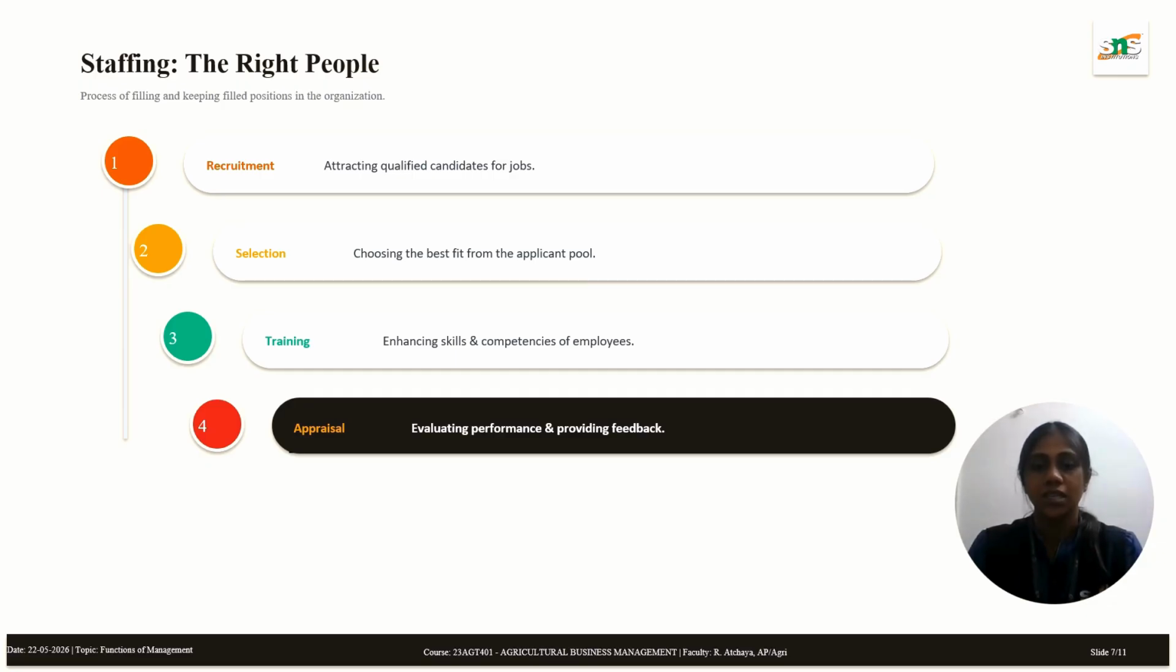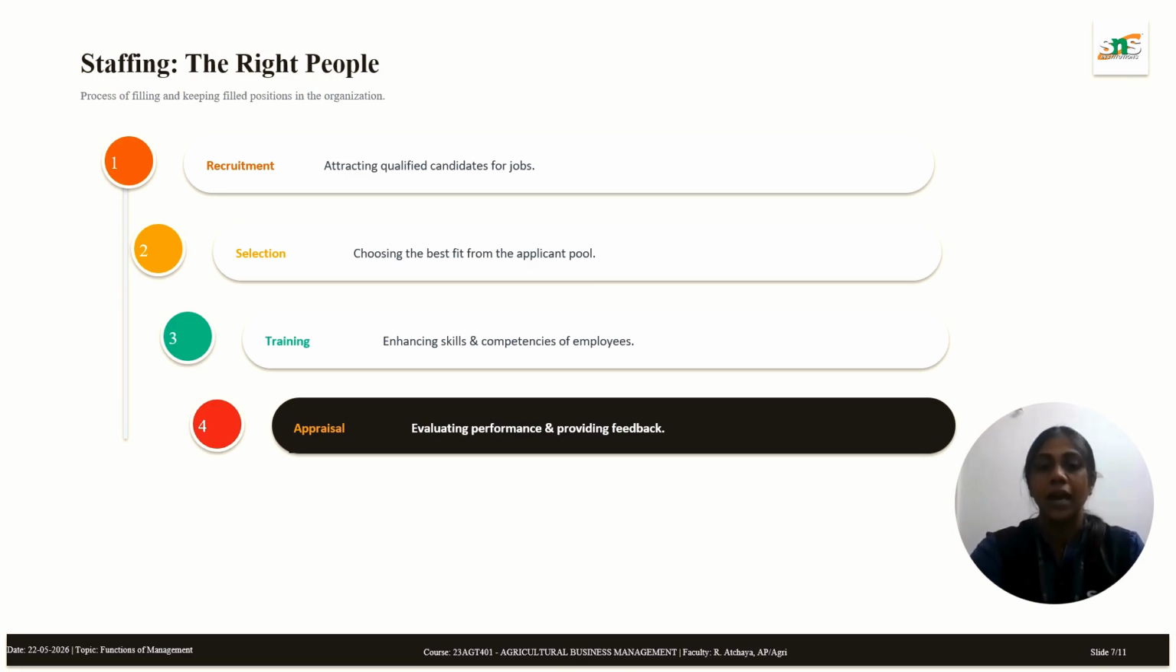Staffing, which means selecting the right people. Staffing refers to the process of recruiting and developing the human resource for the organization. The staffing process includes recruitment, which means attracting qualified candidates, selection, which means choosing suitable employees, training, which means improving the employee skills and knowledge, then performance appraisal, evaluating the employee performance and providing feedback.